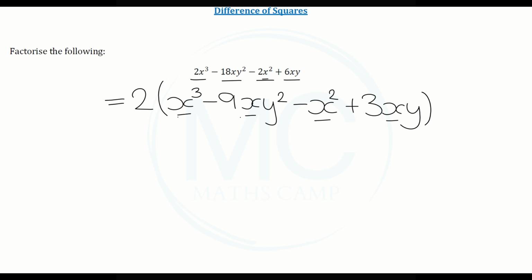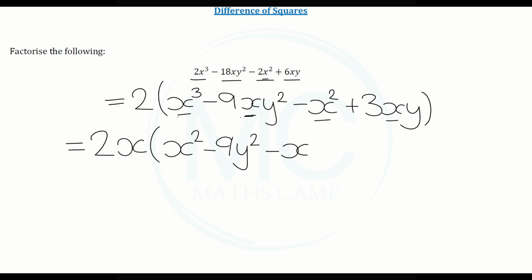The terms within the bracket still have an x variable, which means we can still take out x as a common factor as well. So we have the 2 we've already taken out, and now we have an x value. x cubed divided by x is x squared. We have negative 9, take out our x, and then we have y squared. Negative x squared divided by x is negative x. And 3xy divided by x leaves us with 3y.